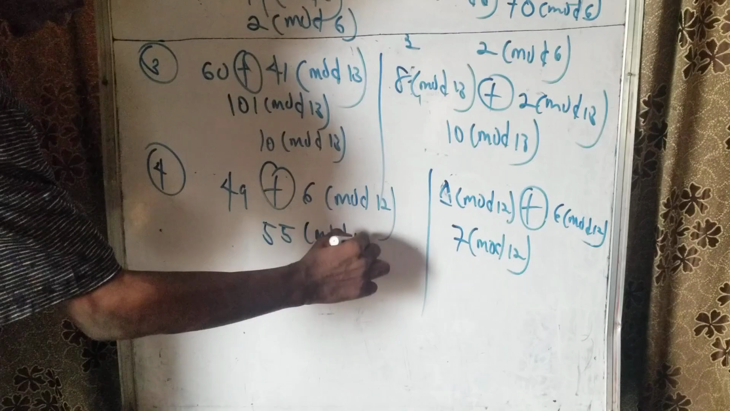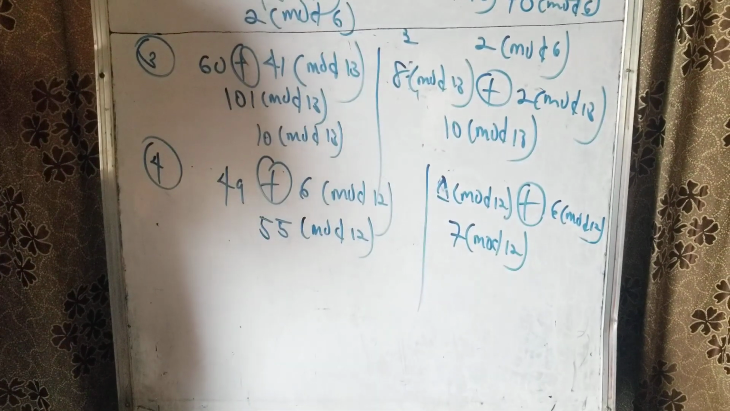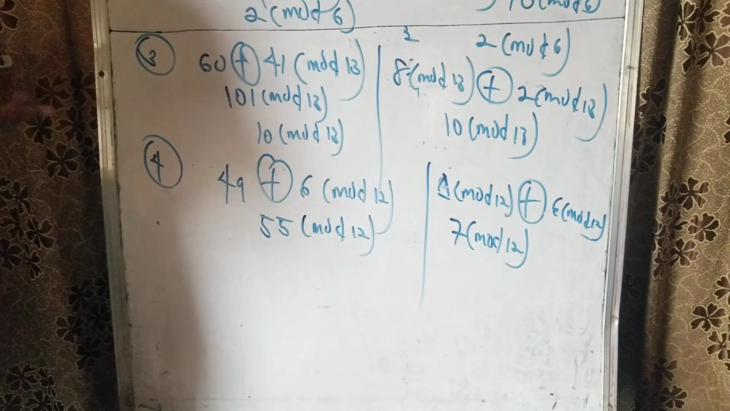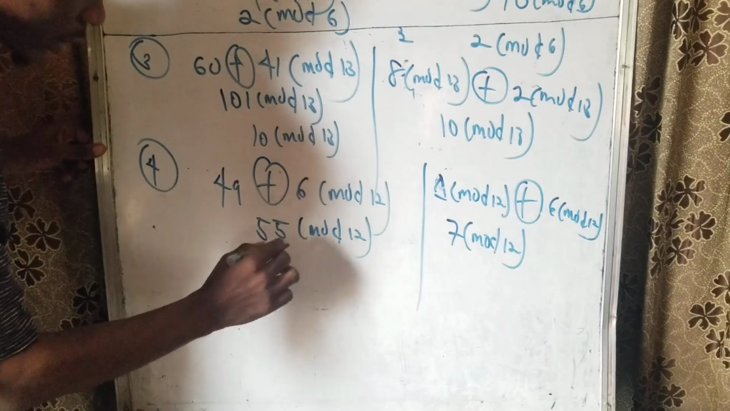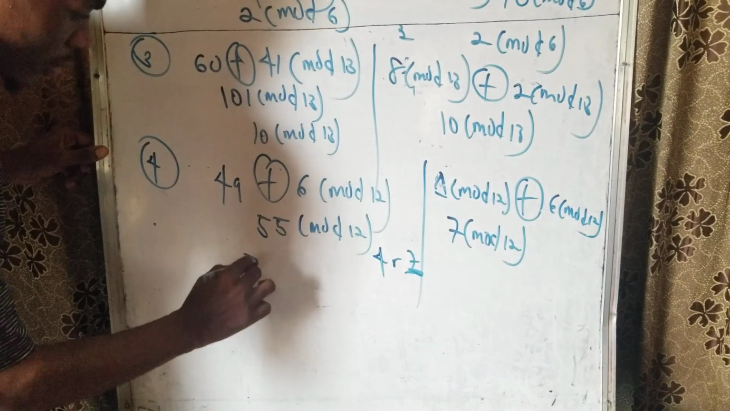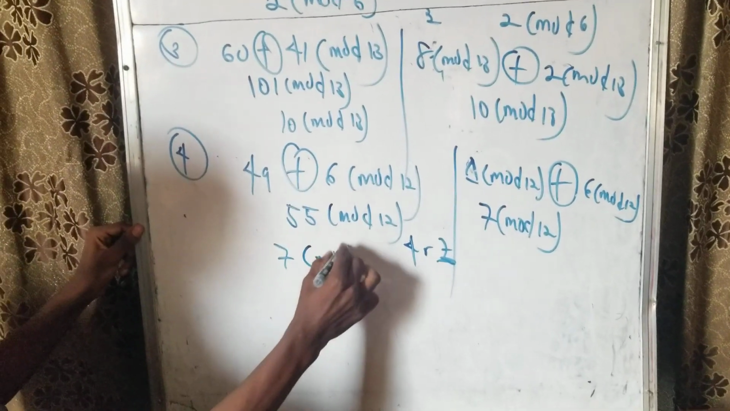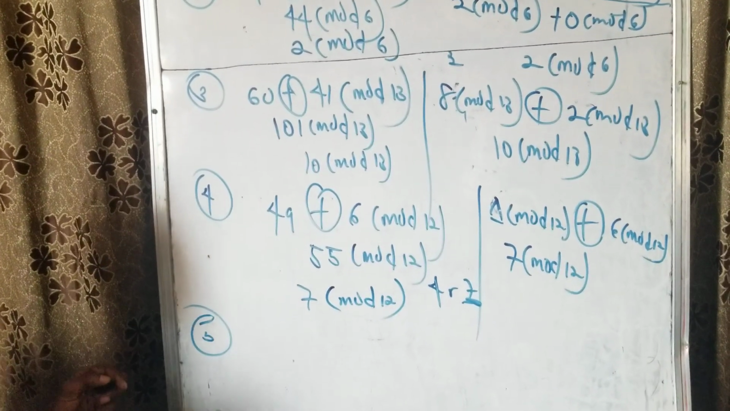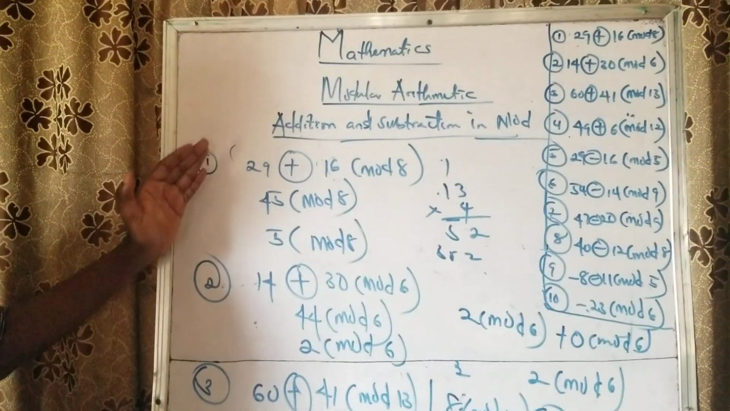55 mod 12. Now concerning 55 mod 12, so 55 divided by 12. What are we going to have? It will go 4 times. It will remain 7. It will go 4 times, remainder 7. And don't forget we make use of our remainder, which is 7. Here will be 7 mod 12. Do we get that? So the fifth question, we've been dealing with the addition.